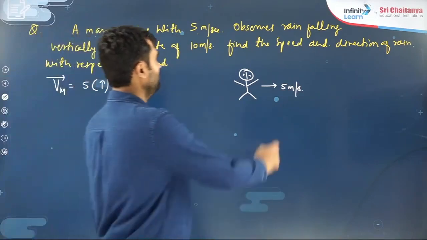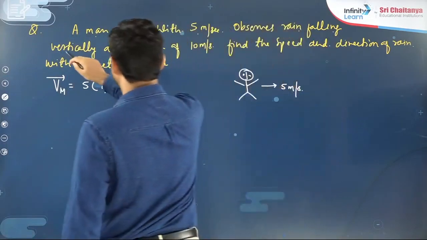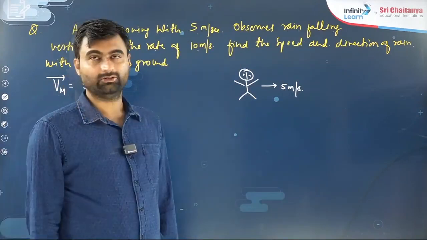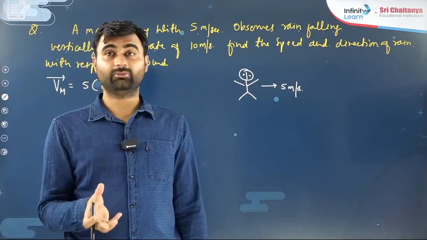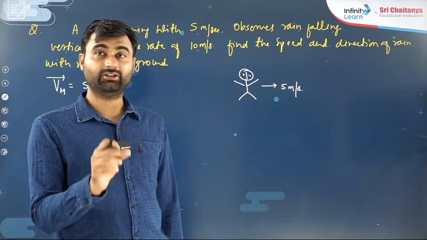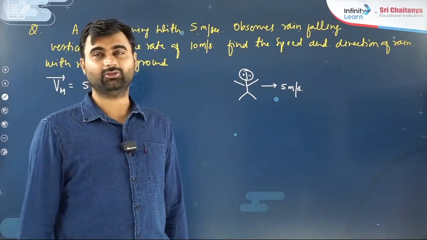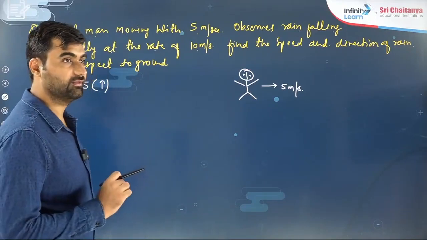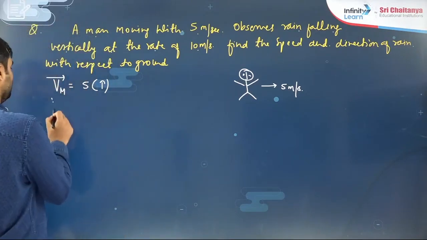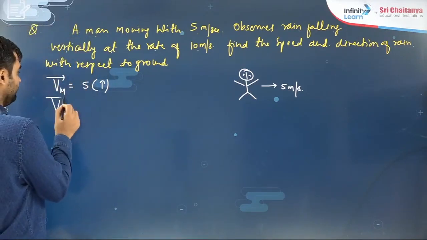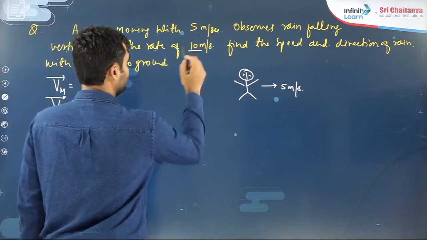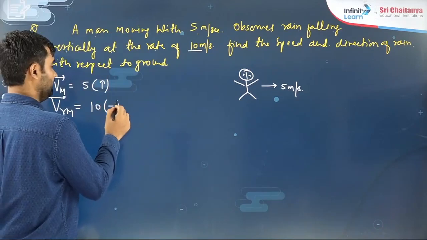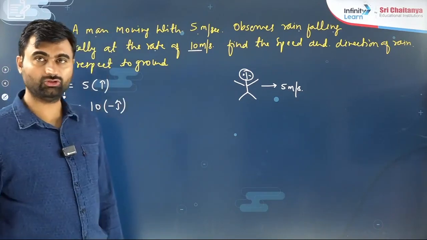Now next, observe rain falling vertically at the rate of 10 meters per second. So this person observes. So this is not the velocity of rain. This is the velocity of rain observed by the person, observed by the man. Means this is V_RM. Is it clear? So V_RM is given how much? 10 meters per second, and vertically, so it is 10 minus j cap. Understood or not?